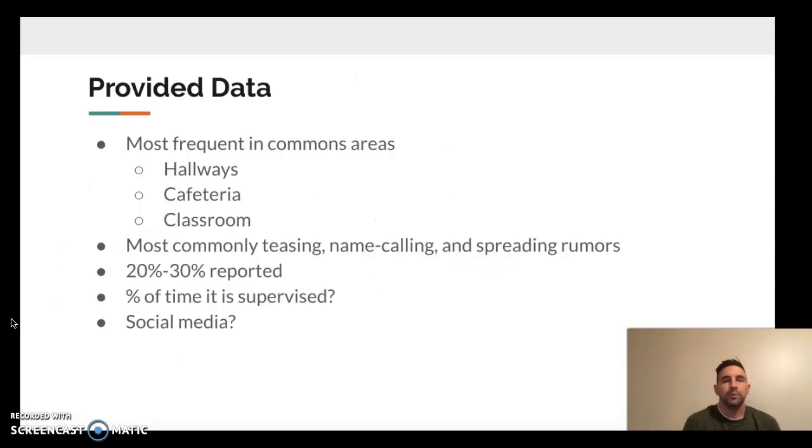Summary of the data: the most frequent areas of bullying reported in the data were those common areas, the hallways, the cafeteria, the classroom.